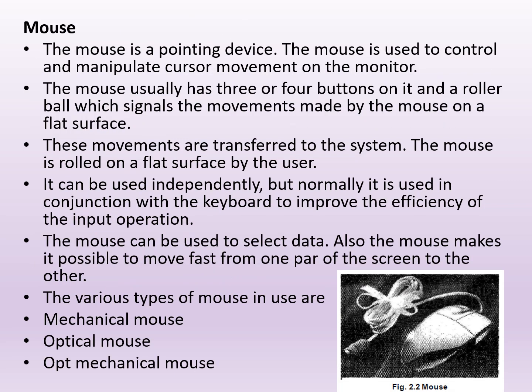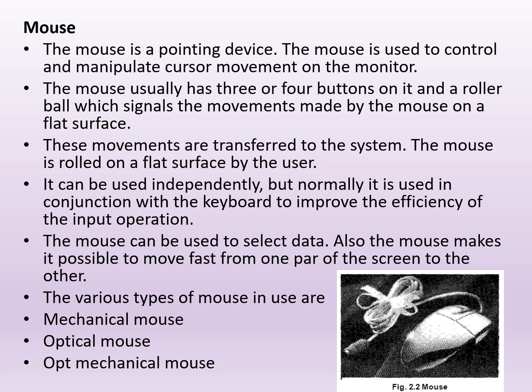Next input device is the mouse. The mouse is a pointing device, and it is used to control and manipulate cursor movement on the monitor. The mouse usually has 3 or 4 buttons on it and a roller ball which signals the movement made by the mouse on a flat surface. These movements are transferred to the system. The mouse is rolled on a flat surface by the user.